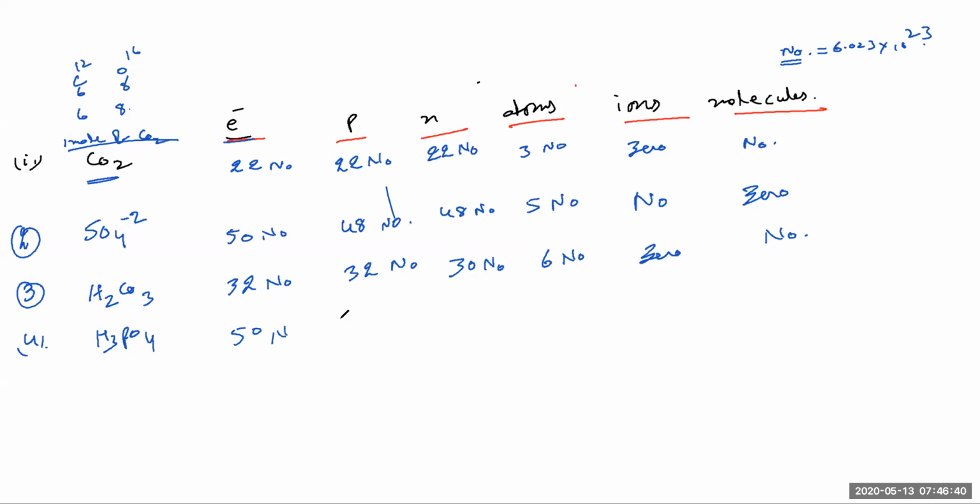50 neutrons, 50 moles of electrons, 50 moles of protons, and here protons 3 less, that means 47 neutrons. Next, atoms 7, 8 into Avogadro number, ions 0, molecules 1 and Avogadro number. So next, what is the fifth one?